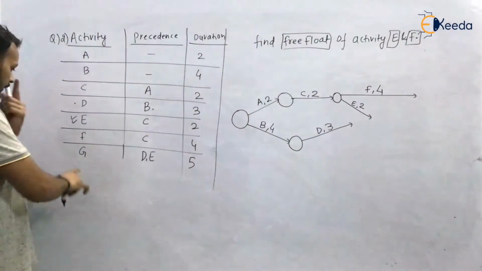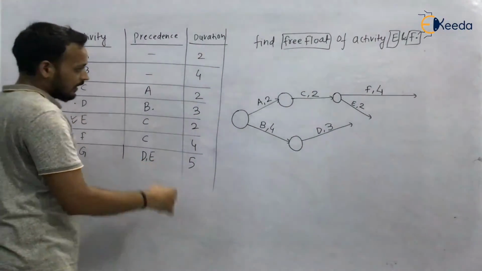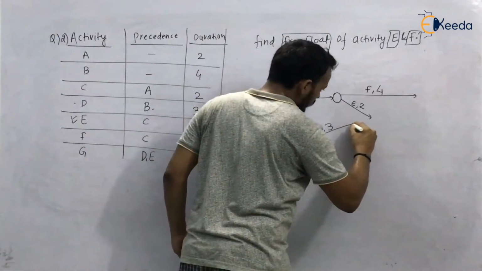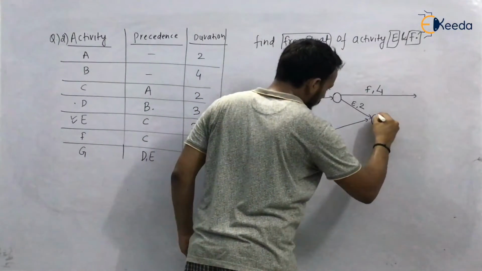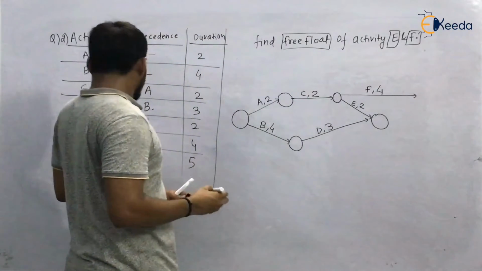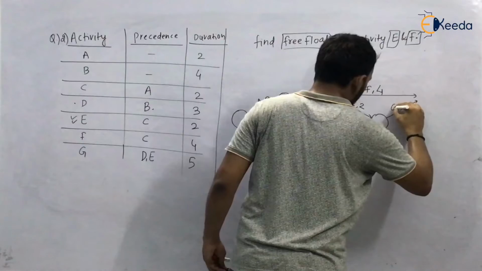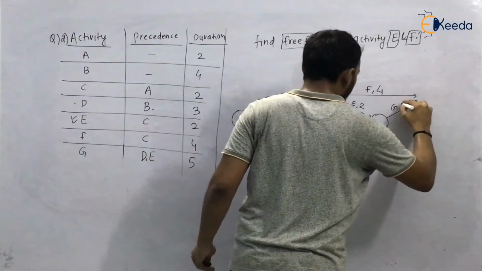Now look, activity G, the precedence is both D and E. So D and E have to be merged at a single point. So merge it. We have merged. Now draw activity G. G, the time is 5.